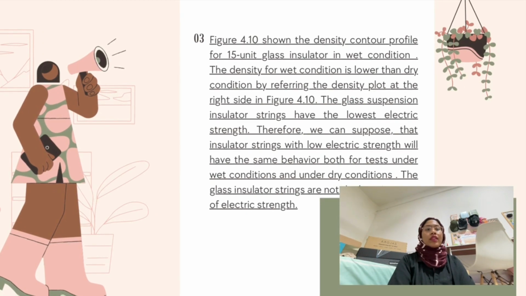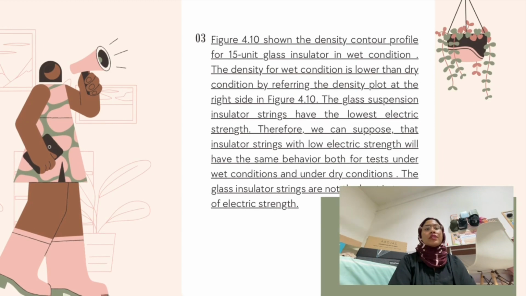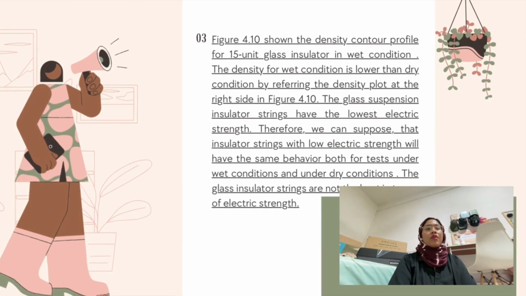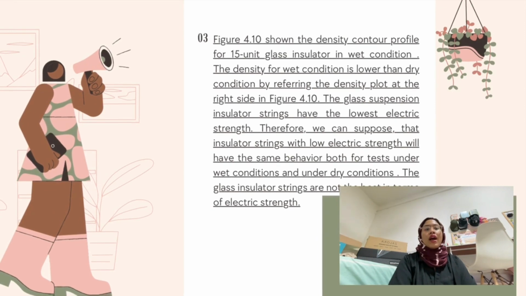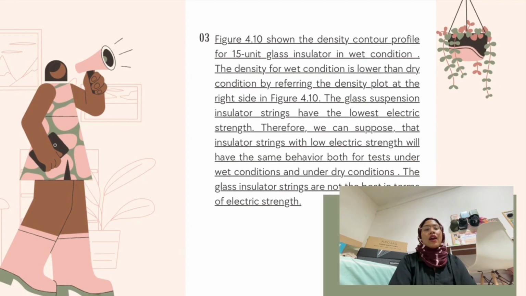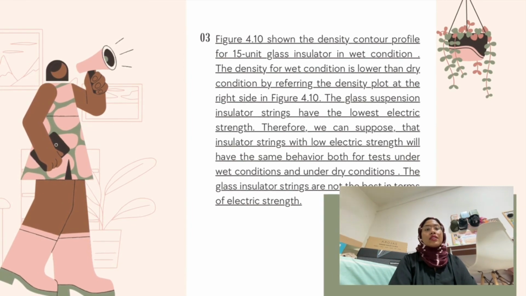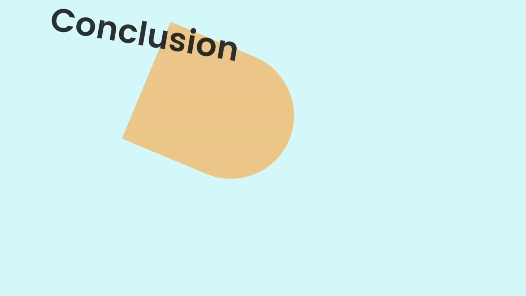figure 4.10. The glass suspension insulator string have the lowest electric strength. Therefore, we can suppose that the insulator string with low electric strength will have the same behavior both for tests under wet condition and under dry condition. The glass insulator strings are not the best in terms of electric strength.